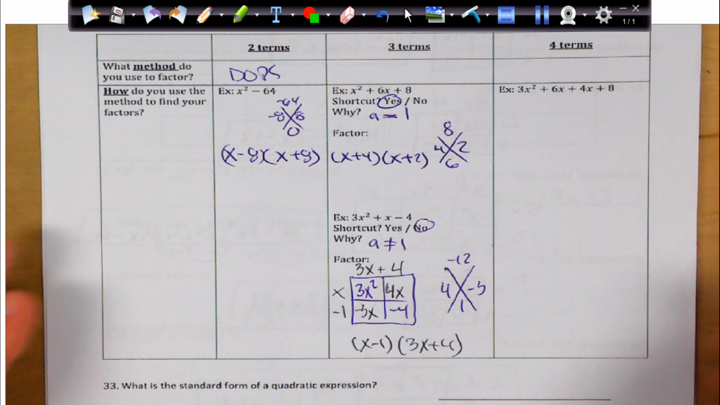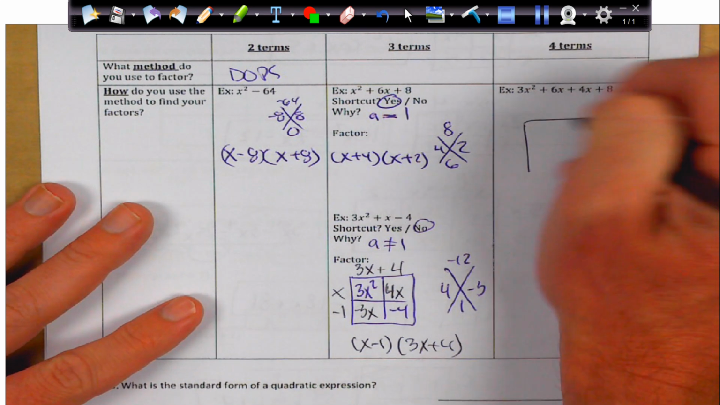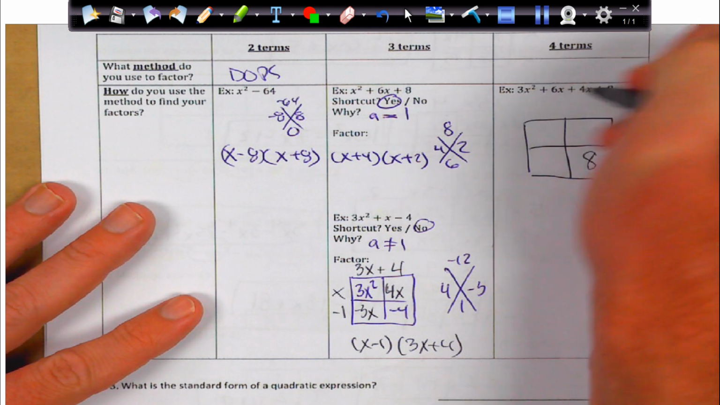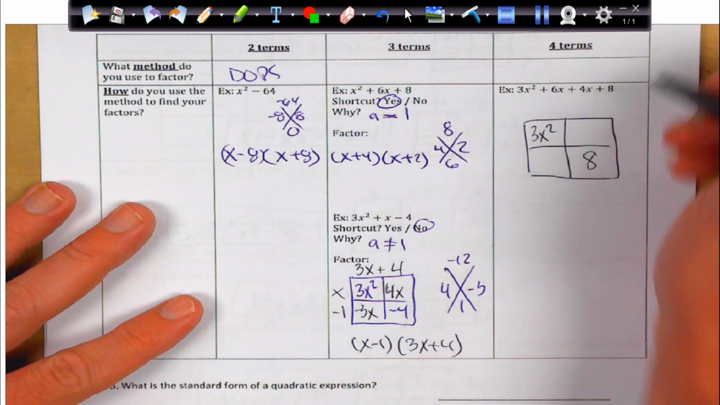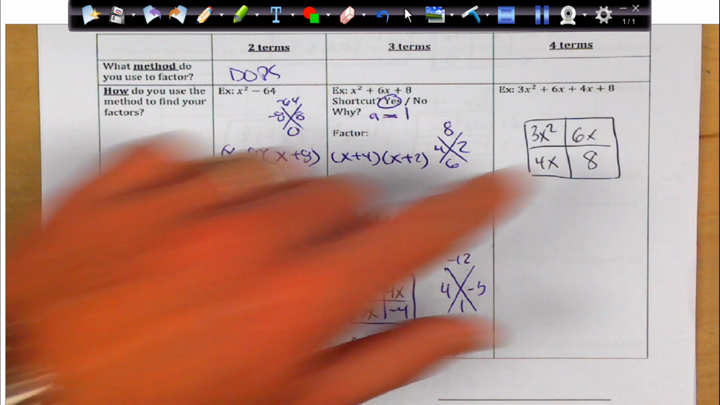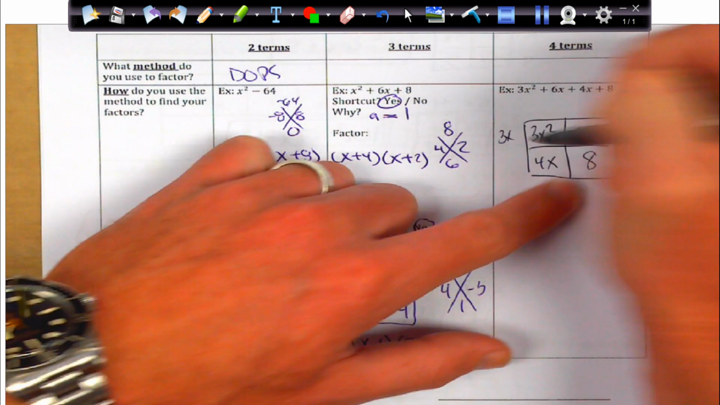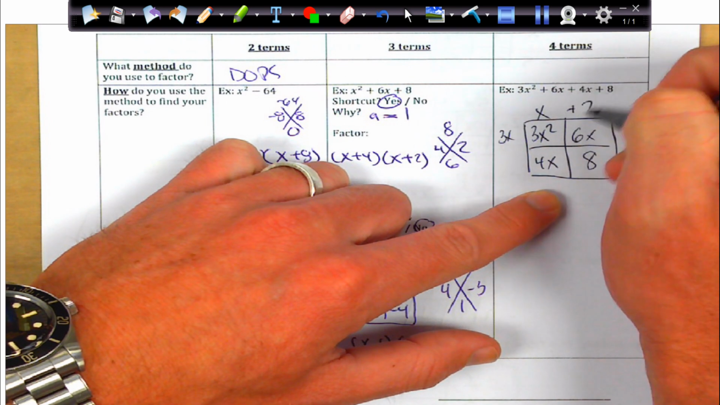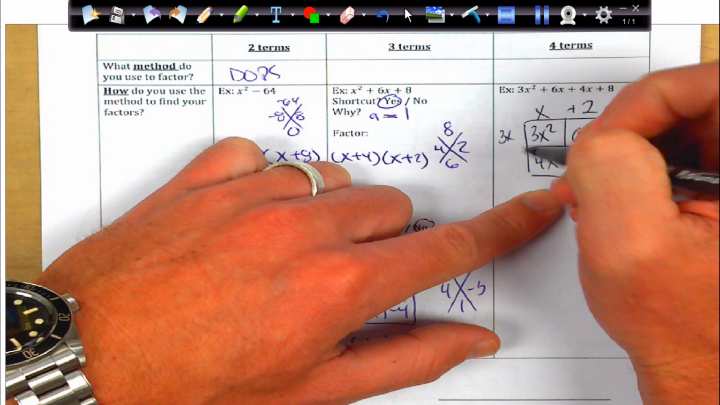And then 4 terms, you can just throw it in the box. Just remember, last number goes in the bottom right, first number goes in the top left, and then these two you can swap. Doesn't matter. And then you just GCF out. So this looks like a 3x. This looks like just x. This looks like positive 2. And this looks like a positive 4.